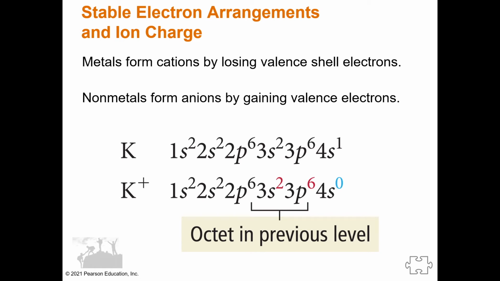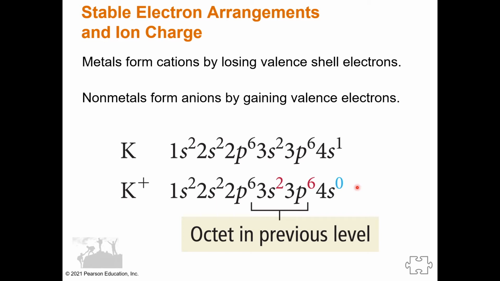Remember when metals and nonmetals form ions, they are obtaining a noble gas configuration. So here we see potassium, a regular neutral potassium atom, and K+. We see that it lost one electron, which came from the 4s orbital. Normally you would not write 4s0, but they put it here just so you know which electron was removed.